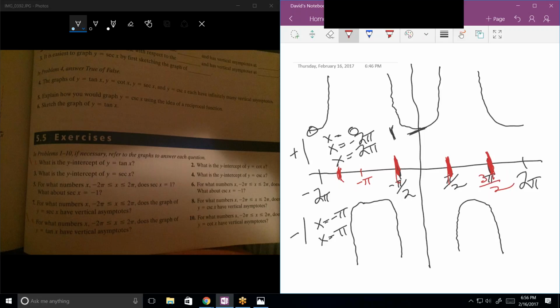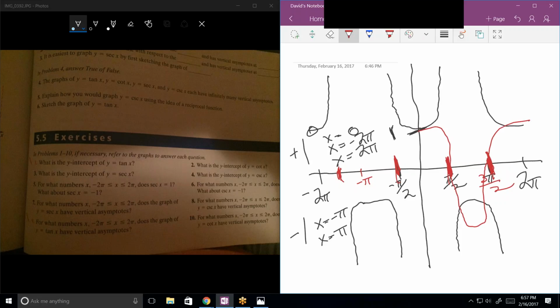In other words, this has to have vertical asymptotes wherever cosine is 0, right? Yeah. Cosine is 0 at pi over 2. Down to pi, it's negative. Up to 3 pi over 2. So the vertical asymptote has to be at 3 pi over 2.